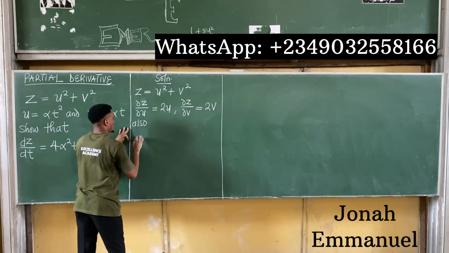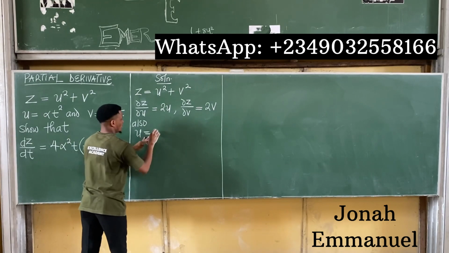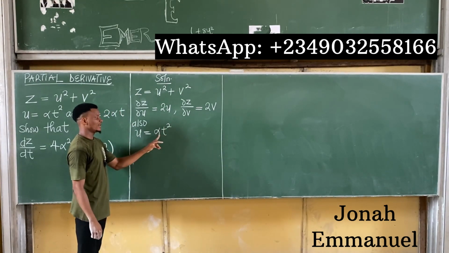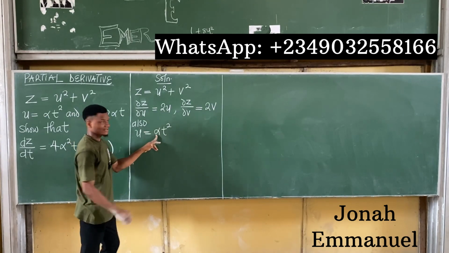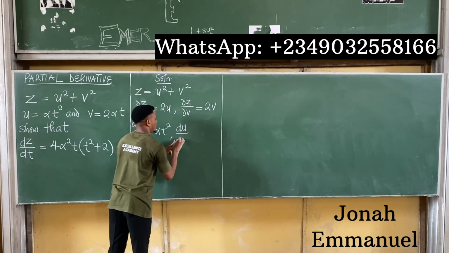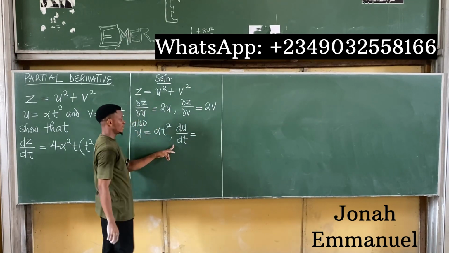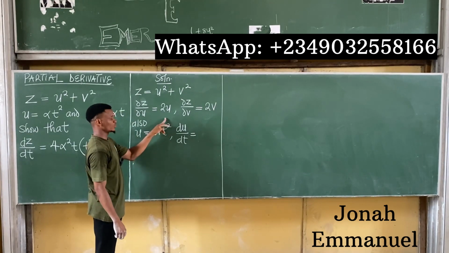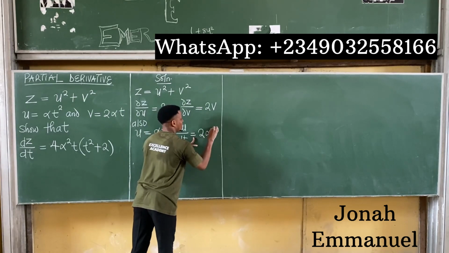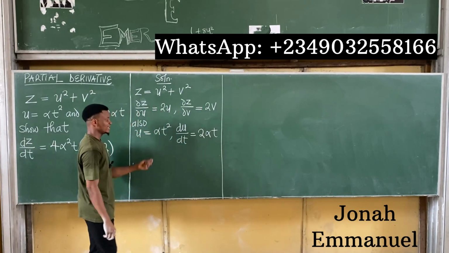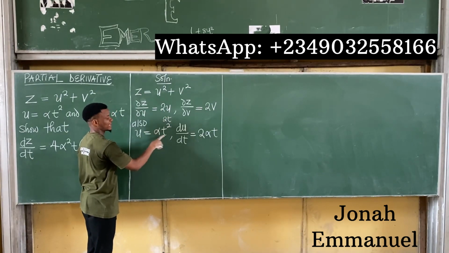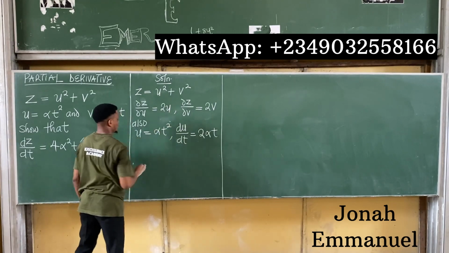Also, I'm given u as being equal to alpha t squared. The only variable here is t. Alpha is being taken as a constant. So if I do my differentiation here, it becomes total u all over total t is equal to, differentiate t squared, it gives you 2t. 2t times alpha gives you 2 alpha t. That's the concept, all right? Differentiate t squared, it gives you 2t. 2t times alpha gives you 2 alpha t.